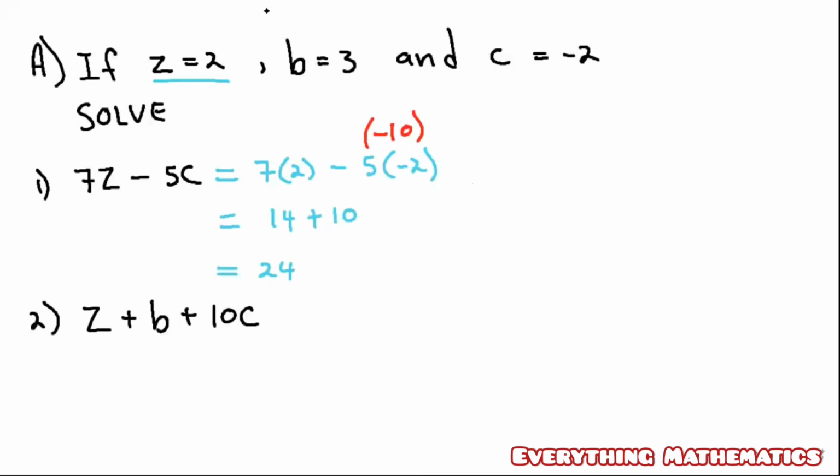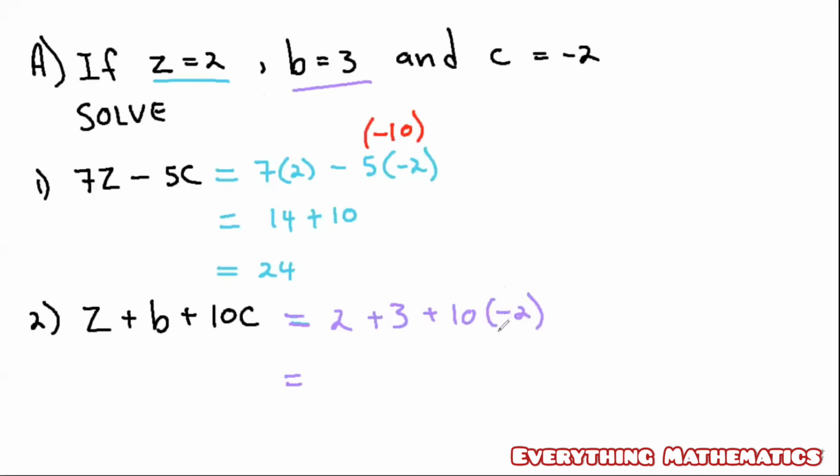Good. Let's try the next one. So z plus b plus 10c. Let's see what we get here. Use a different color for the next one. So z is 2, so we have 2, we're substituting, right? So 2 plus b. b is 3. Look at it there. b is 3 plus 10 multiplied by -2 again. Similar scenario. Well, kind of similar scenario. Good. And now we could simplify here.